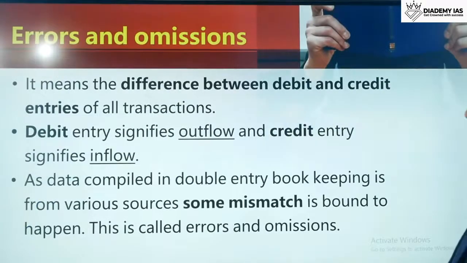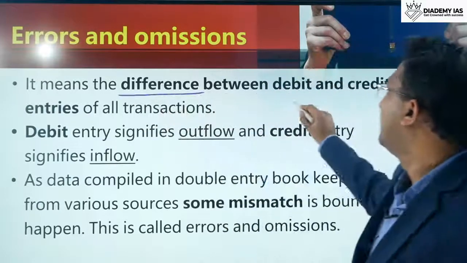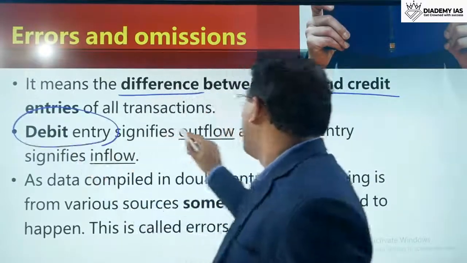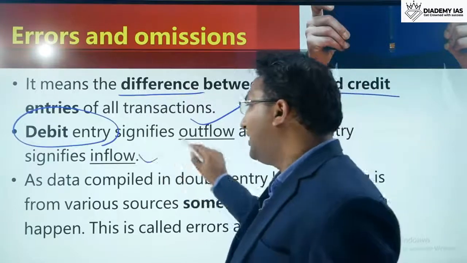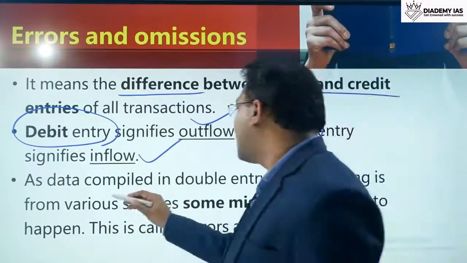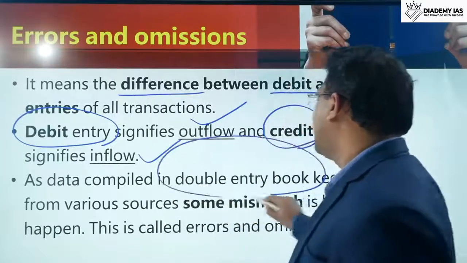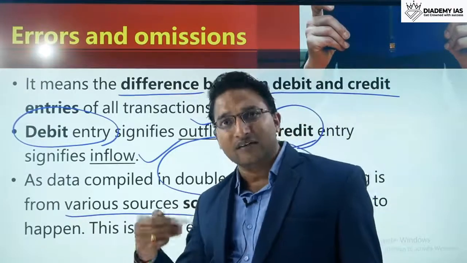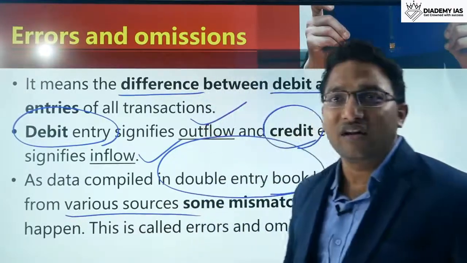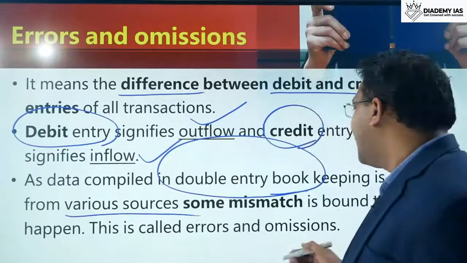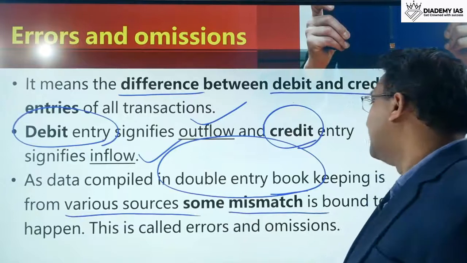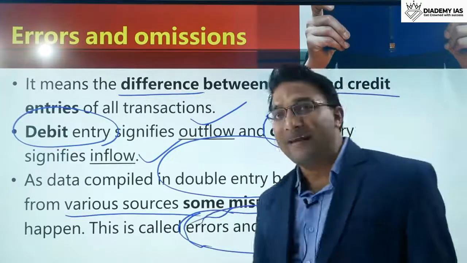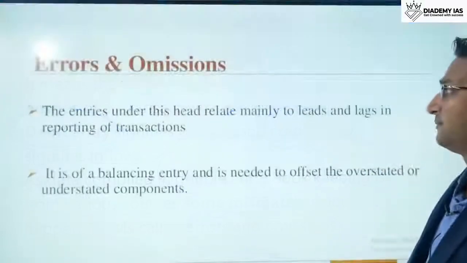So errors and omission means the difference between the debit and credit entries of all transactions. So debit basically signifies the outflow and credit signifies inflow. We have discussed this point earlier also. As data compiled in double entry book keeping is from various sources, right? So the data that we have to take for calculating export, import, everything, is taken from a lot of sources, and there are chances of mismatch. So this mismatch is converted into match through error and omission. So the balancing figure is actually put into the error and omission.